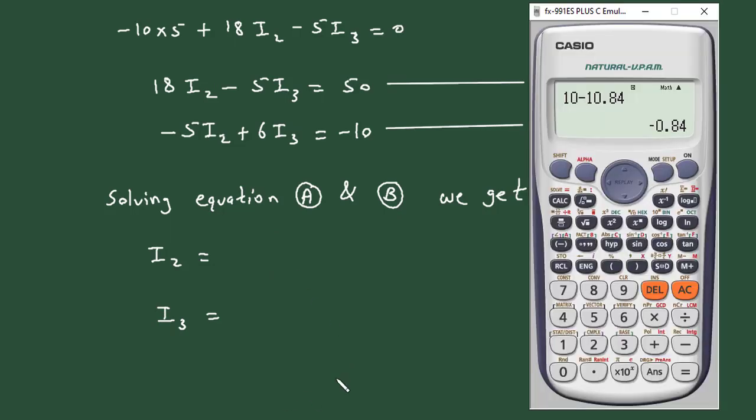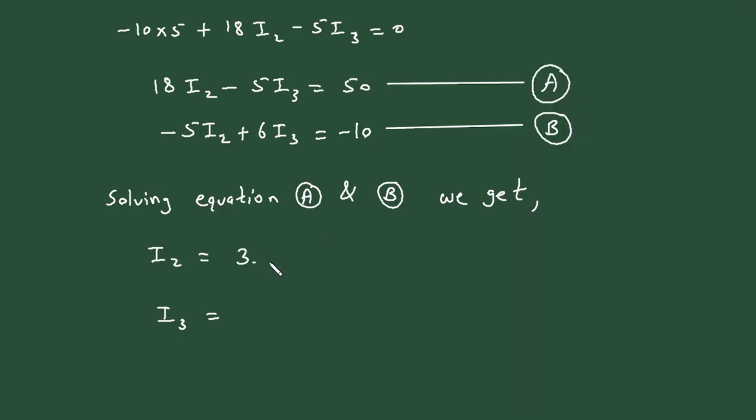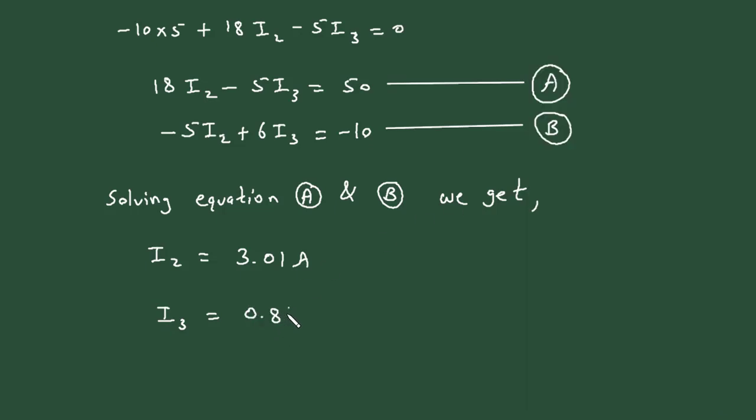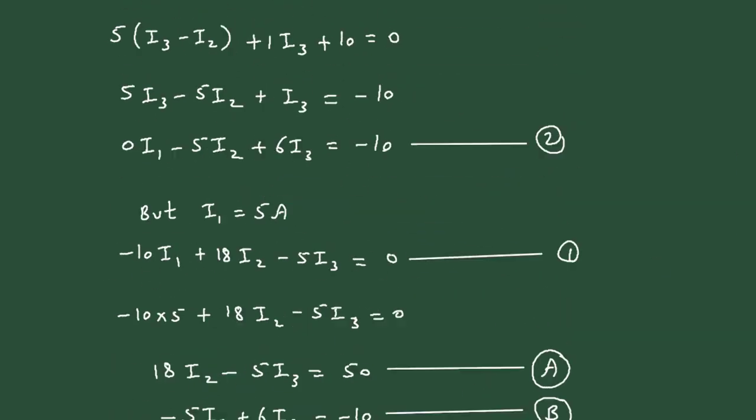So let's solve this in calculator. So mode, then 5, then there are two unknowns. So equation number 1, it will be 18, then minus 5, then 50, then here this will be minus 5, then 6, then minus 10. So I2 will be 3.01 ampere. Then I3 is equal to 0.84 ampere is the value of I3.